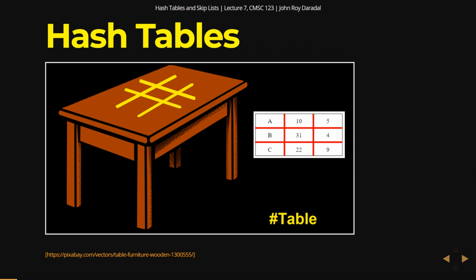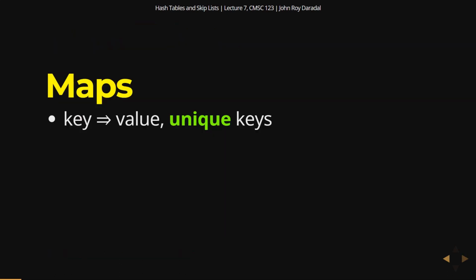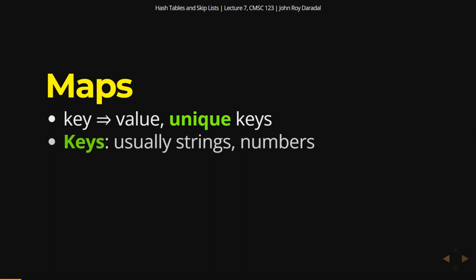So this is not the hash table that we are talking about, right? So hash on a table, or hashtag table, hash table. This is not it. Okay, so hash table is used to implement maps, and as we said earlier, maps are key value pairs, and in the map, the keys should be unique. Now, keys are usually either strings or numbers. It could be any type of object, but it's usually strings or numbers, right?